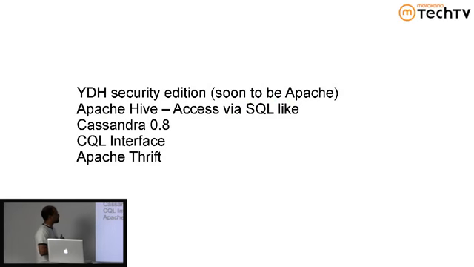The core of it, we're using the Apache, soon to be Apache, Yahoo distribution, which has the security patches to it. Apache Hive is the query mechanism at the top that's running on top of this. Cassandra 0.8, which just got released, and a SQL interface and Thrift.